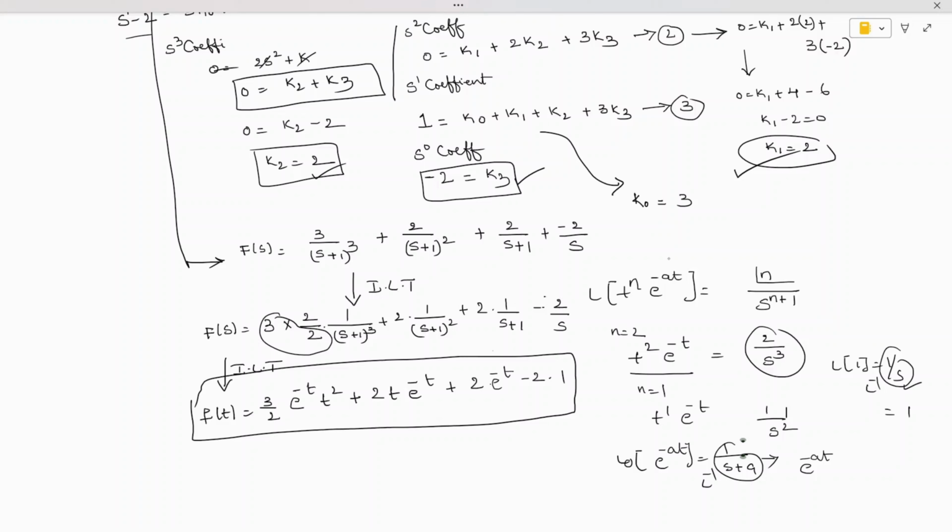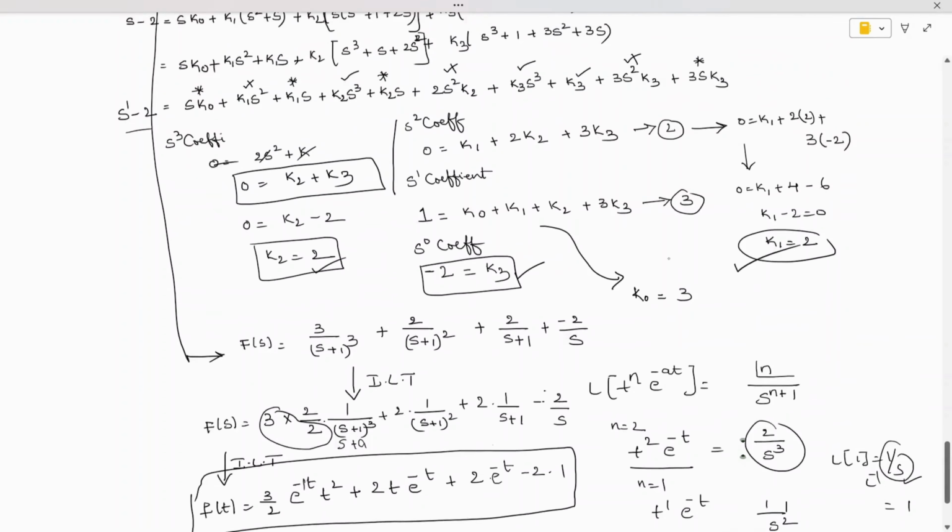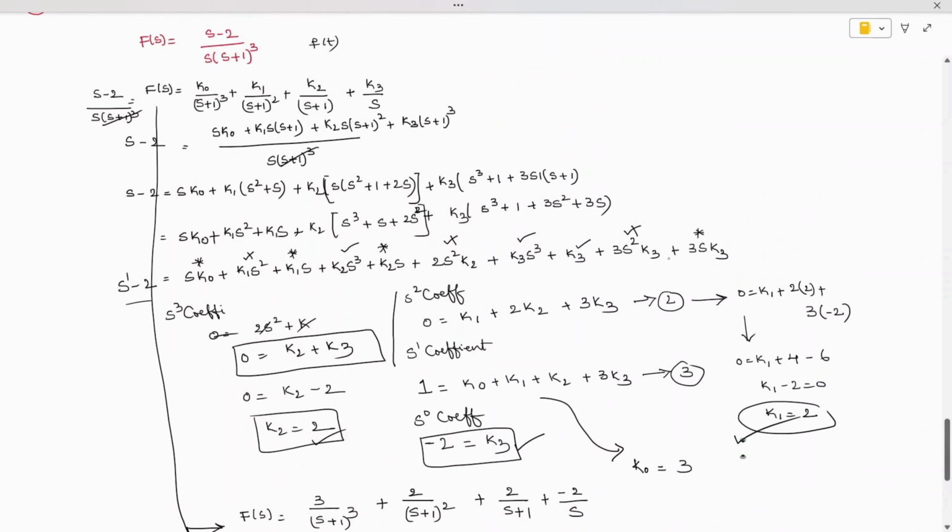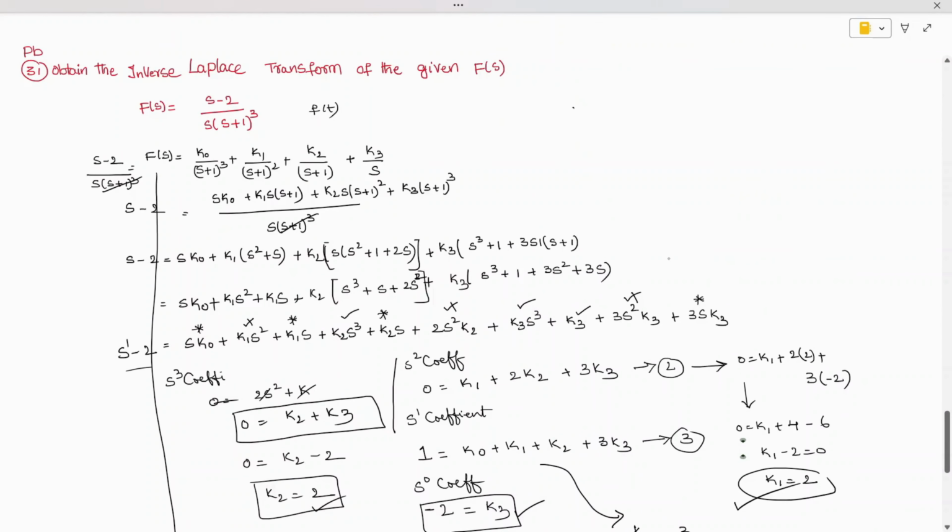So hope you are able to understand. This is in the form s plus a. Here a is how much? 1. Therefore you got e to the power minus 1. So here it is 2 by s cube. 2 by s cube you can write as t square into e to the power minus t. So this is the format of writing a given function f of s in terms of f of t. Hope you are able to understand.